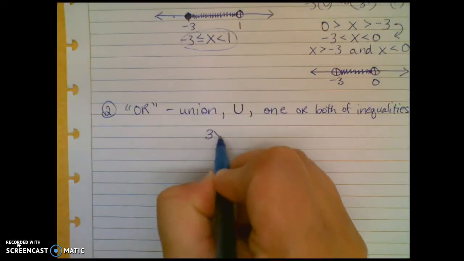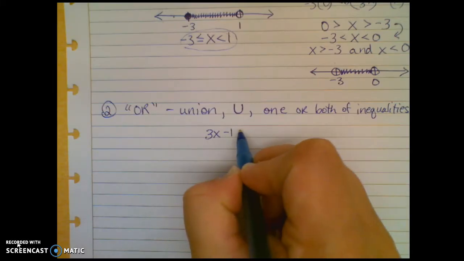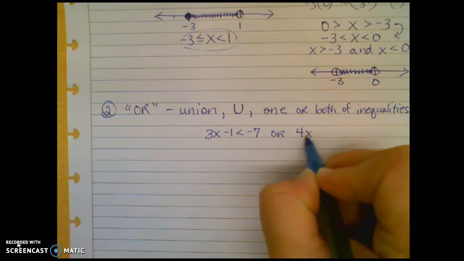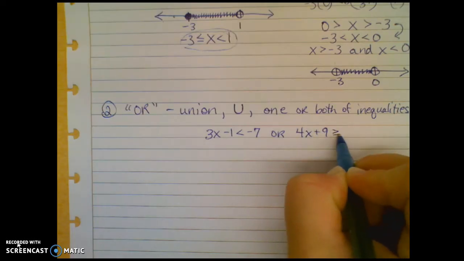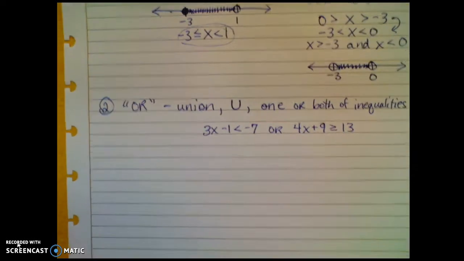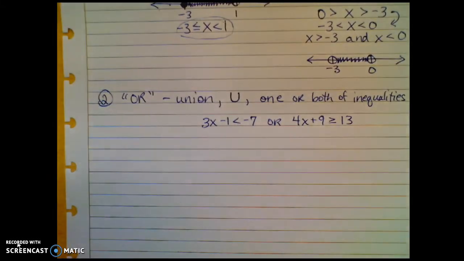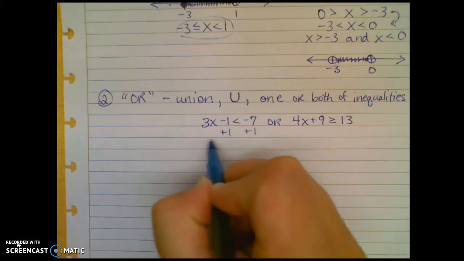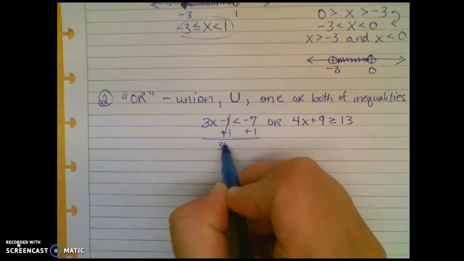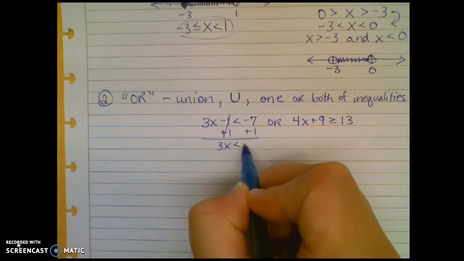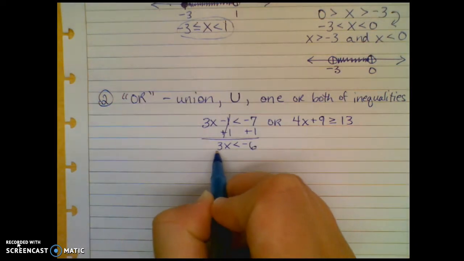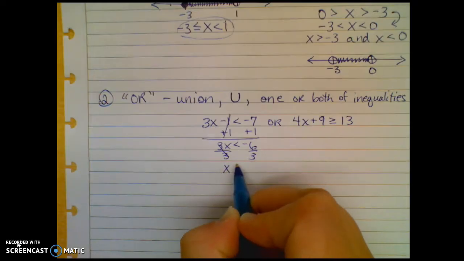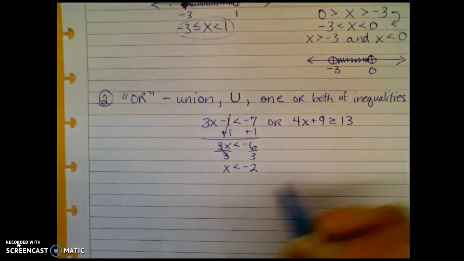So let's do 3x minus 1 is less than negative 7, or 4x plus 9 is greater than or equal to 13. We're going to solve them all as normal. So add 1 on this one to both sides. 3x is less than negative 6. Divide by 3 on both sides. X is less than negative 2.